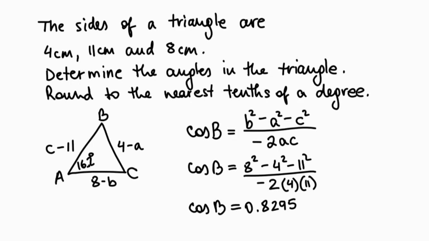Since we're not looking for the cosine ratio, but for the angle measure, we're going to continue with angle B equals cos inverse of 0.8295. So angle B is equal to 34 degrees.